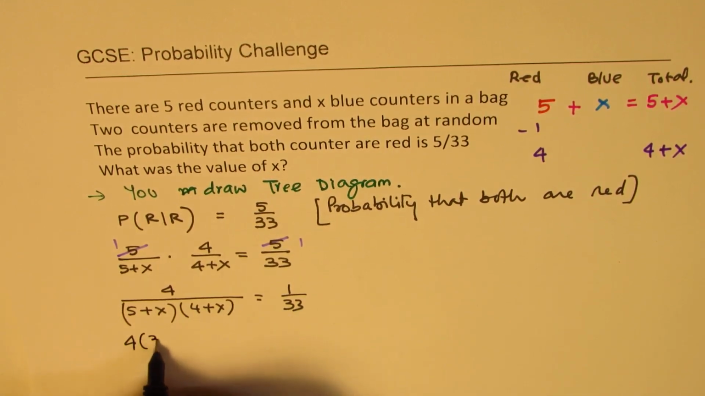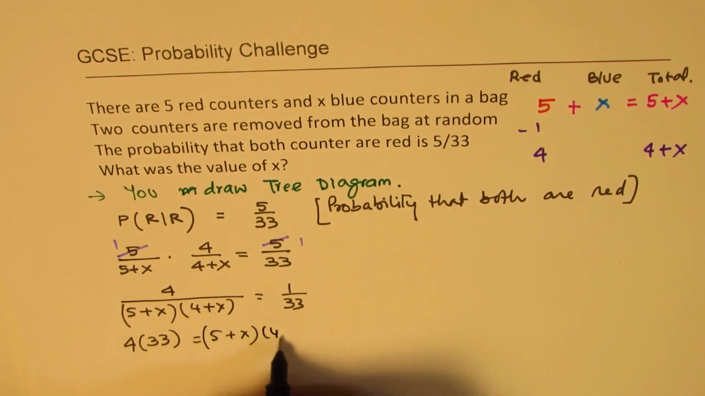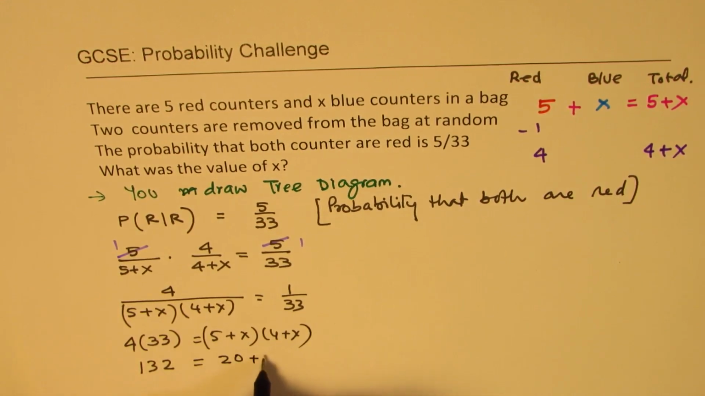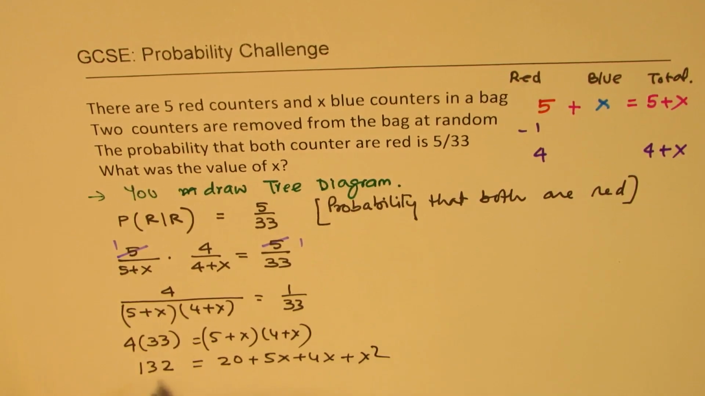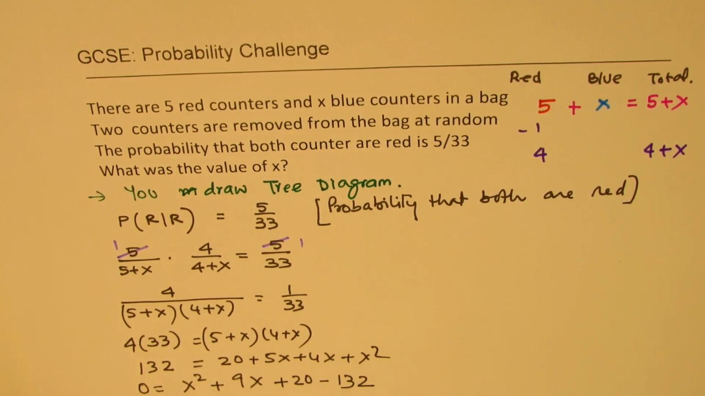So 4 times 33 is equal to 5 plus x times 4 plus x. Clear? And now 4 times 33 is 132, equals 5 times 4 is 20, 5x plus 4x plus x square. So we have a quadratic equation. Let's bring all the terms together. Writing x square first is a good idea, plus 9x, and plus 20 minus 132. Correct? So that is the quadratic equation which we are going to now solve.